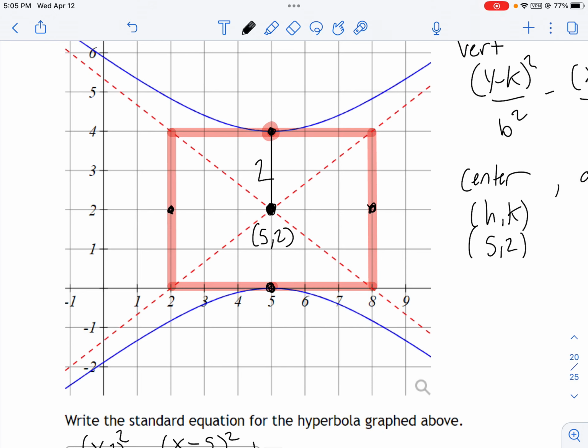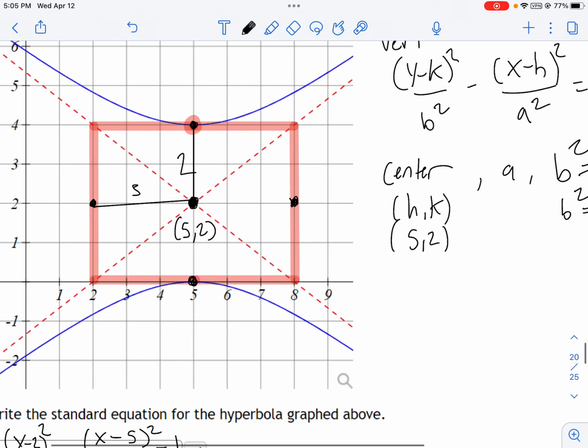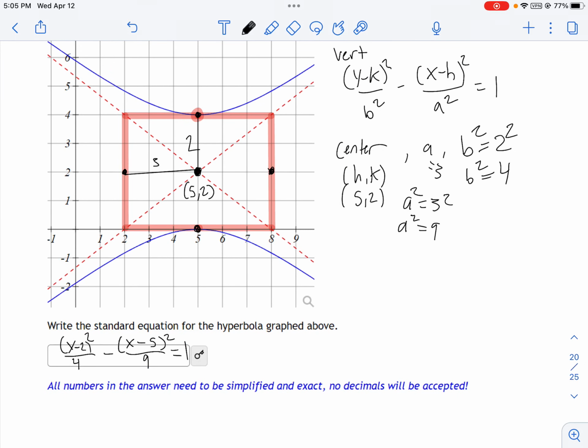Essentially it's the center, and then the middle of the lines for the box. So that means that we have a distance of 3. That's your a value, so a equals 3. If you square both sides, a squared is 9. Ta-da! That's your equation. So the big thing is just finding the center, a value, b value, done.